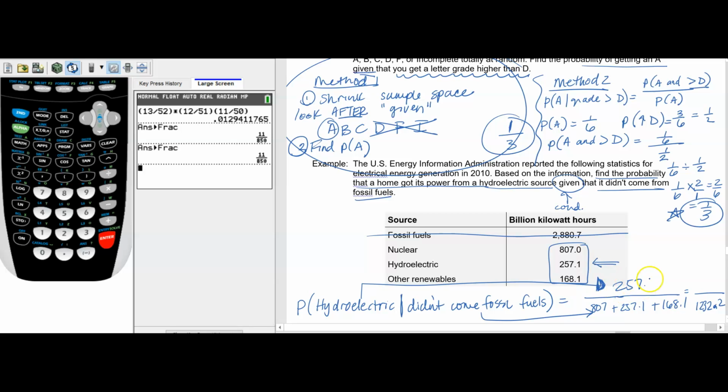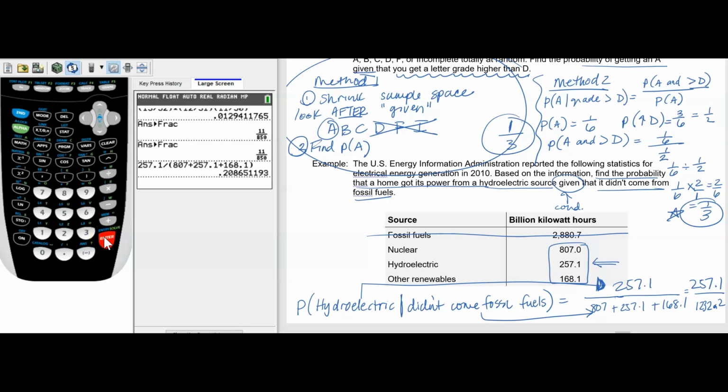So 257.1, that's going to go on the top. Now, in a question like this, like on Connect, it would probably say to round to 3 decimal places. So you would just divide those two numbers: 257.1 divided by, and we're going to add all those up, parentheses, 807 plus 257.1 plus 168.1, end parentheses, okay, and we're left with this decimal. Let's round to 3 decimals. We get 0.209, and that's going to be your answer.